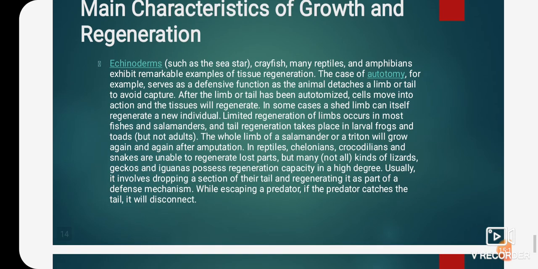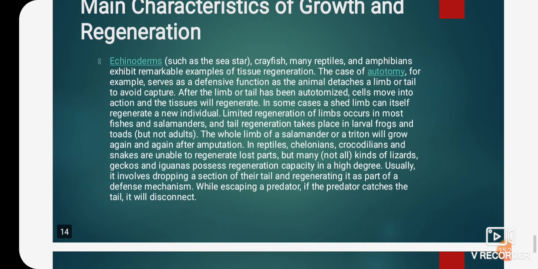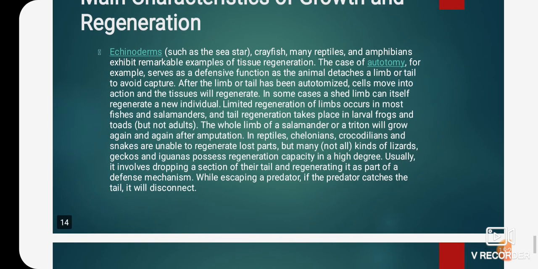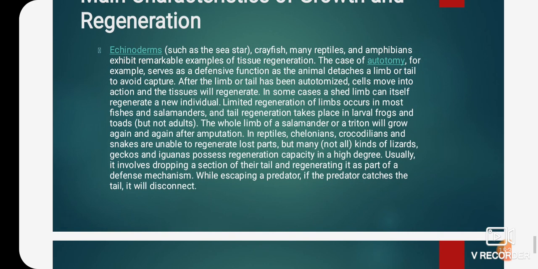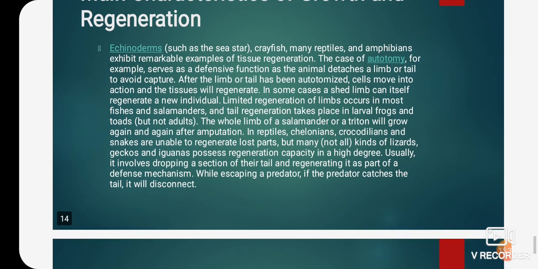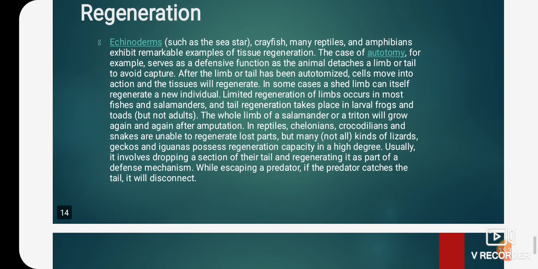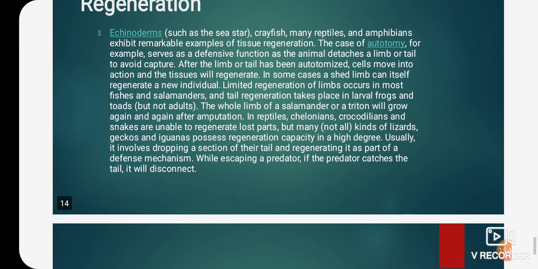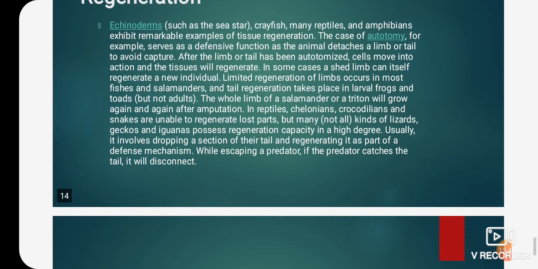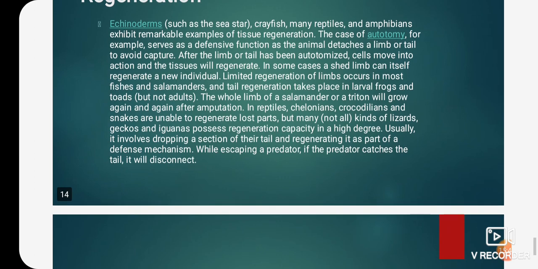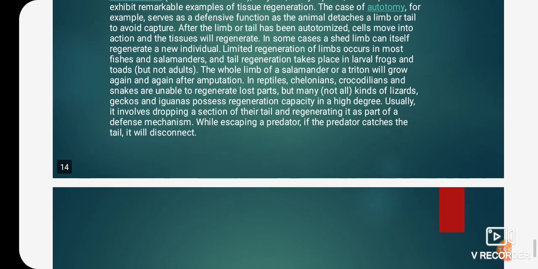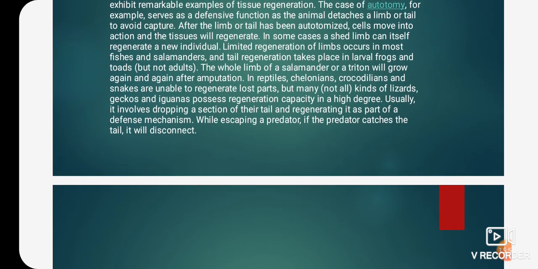In reptiles, chelonians, crocodilians, and snakes are unable to regenerate lost parts, but many kinds of lizards, geckos, and iguanas possess regeneration capacity to a high degree. Usually, it involves dropping a section of their tail and regenerating it as part of a defense mechanism while escaping a predator. If the predator catches the tail, it will disconnect.